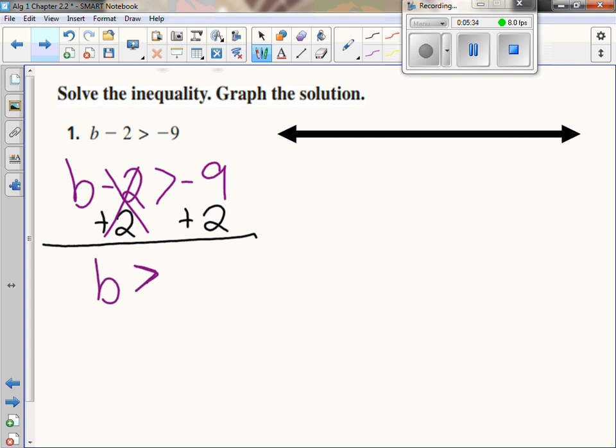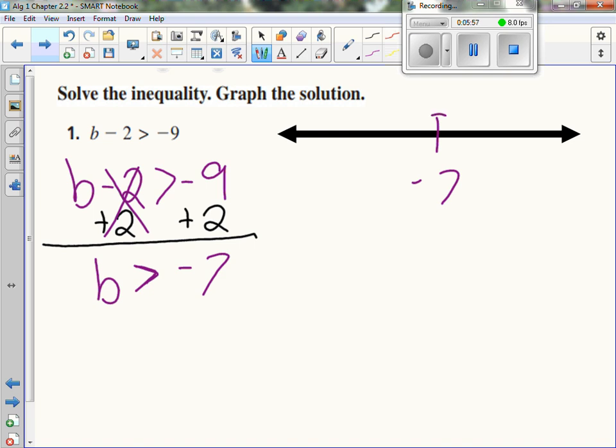Is greater than, well, what is negative 9 plus 2? You can type it in. Go on. There's nothing wrong with it. Negative 7. So our inequality says b is greater than negative 7.